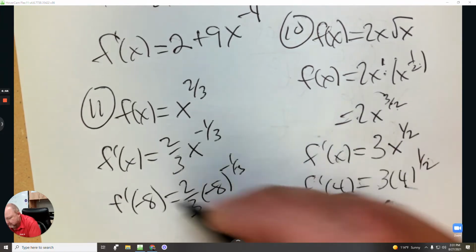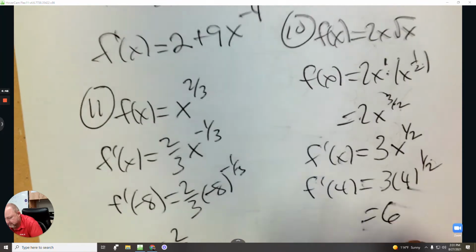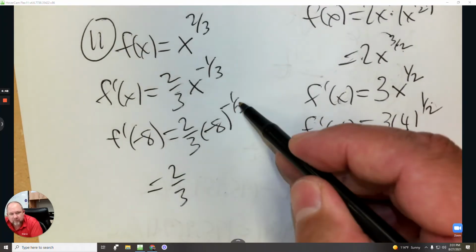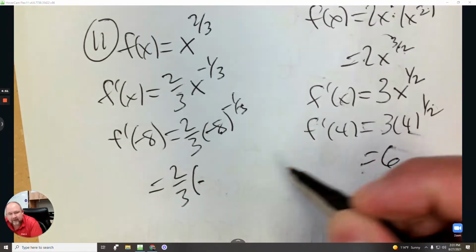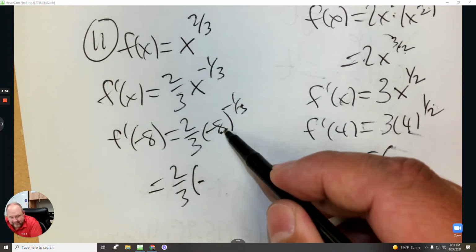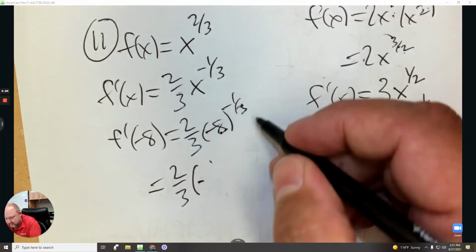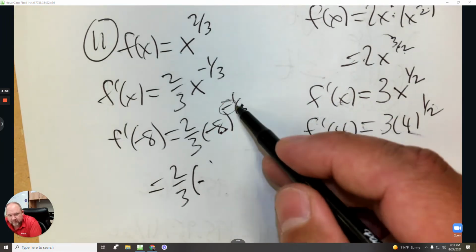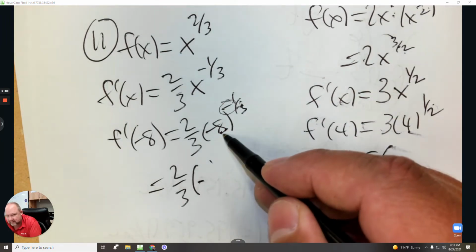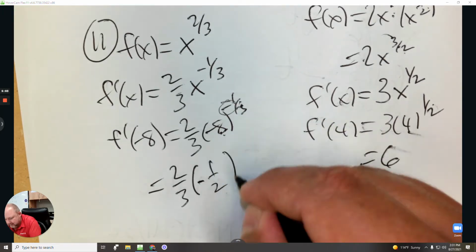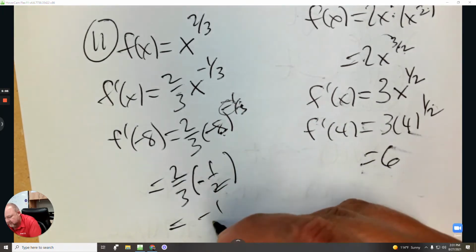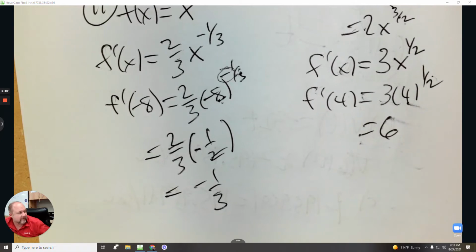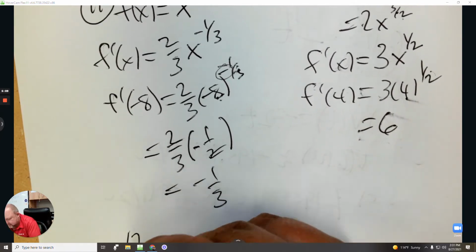Now, a couple things here. The cube root of a negative number is still negative. The cube root of 8 is 2, but it's the reciprocal. So this negative exponent means, okay, the cube root is 2, but it's the reciprocal. Then the 2's cross out, and you're left with negative a third. Number 12.